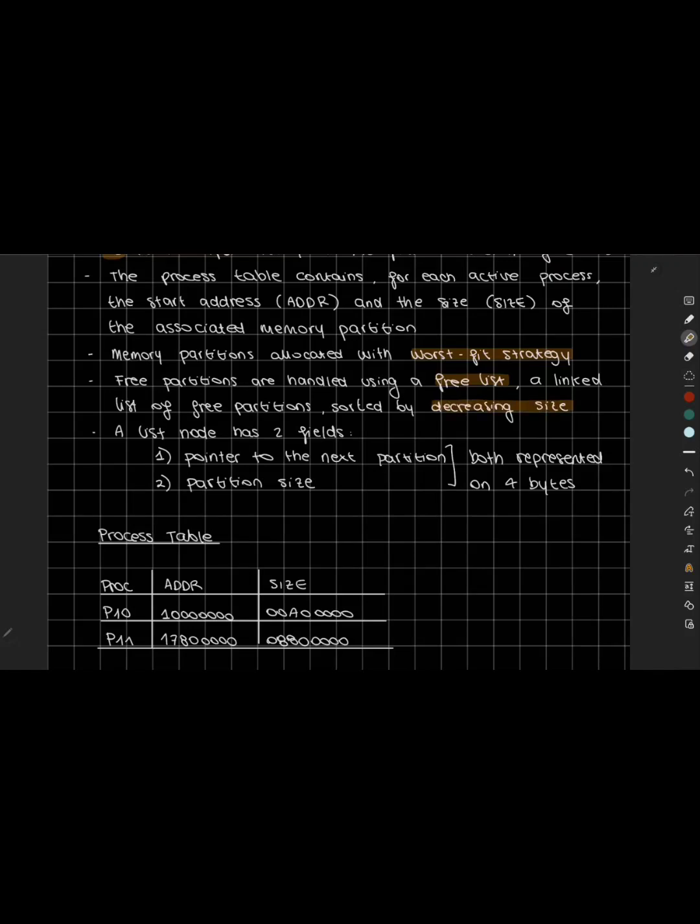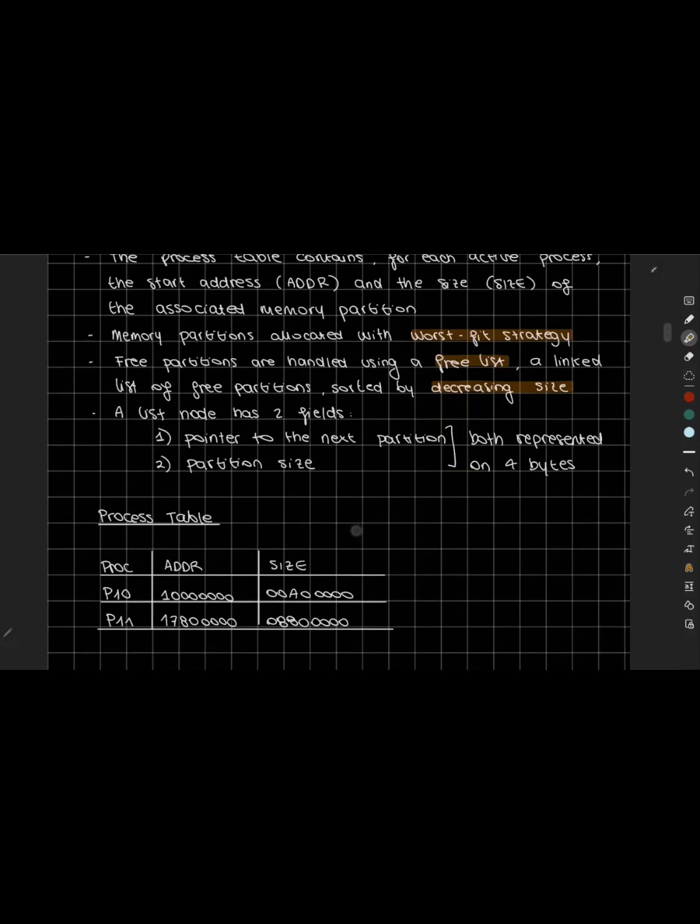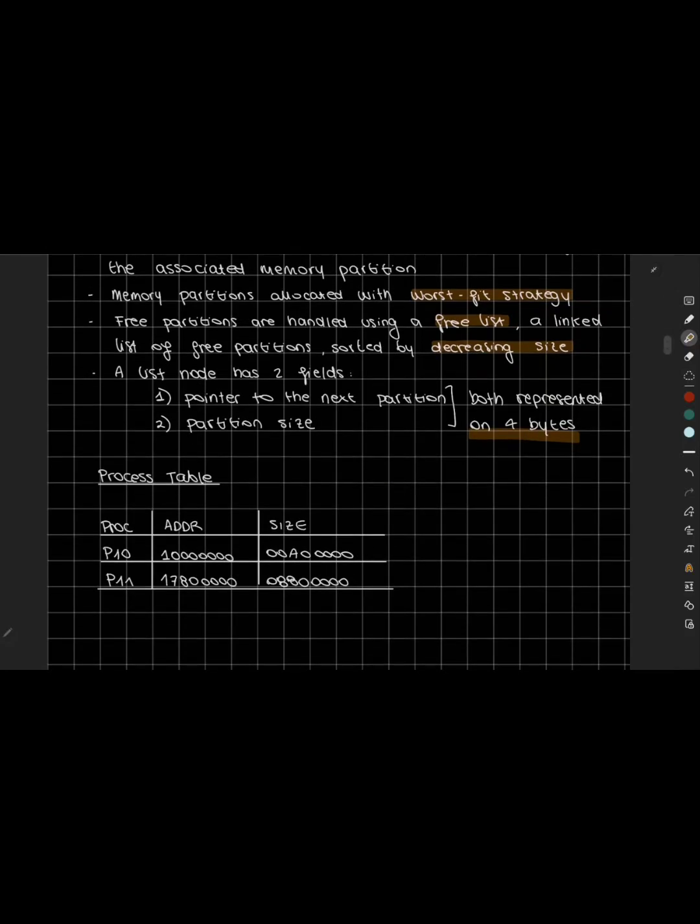And this will help us when we want to allocate another process because we will choose the one with the greater size. In this free partition list, each list node has two fields, a pointer to the next partition, exactly as for the process in the process table, and the size of the free partition, both represented on 4 bytes, exactly as in our process table.